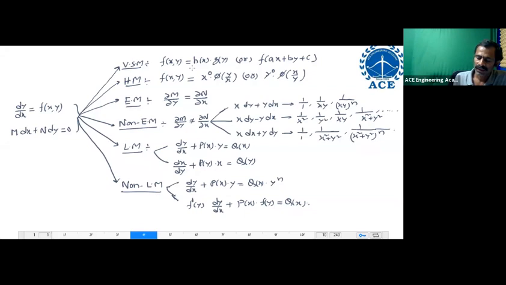If it doesn't satisfy, instead of going for non-exact, we directly check linear. If it is linear, we find the solution by the linear method. If it is not linear, we try to convert the non-linear to linear, if it is in the form of these two. Just remember all the methods and their conditions together in one place.